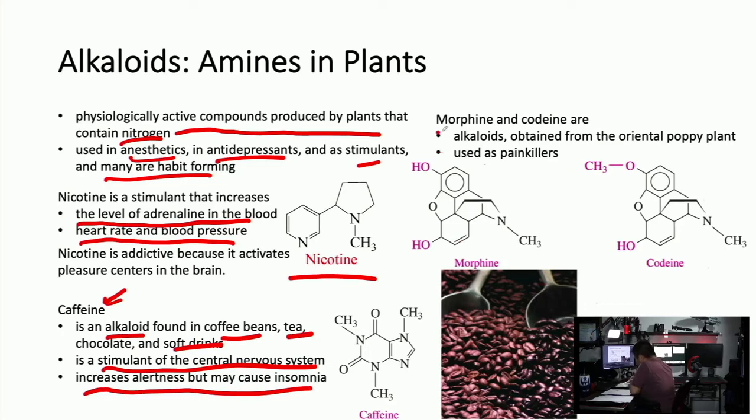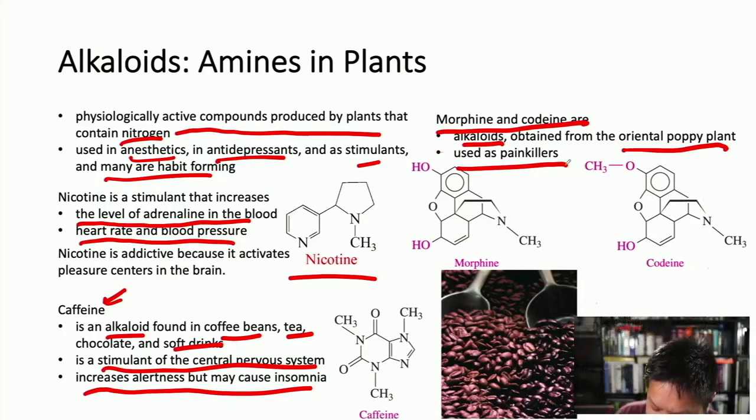Some other helpful things: morphine and codeine. They're also alkaloids that are from the Oriental poppy plant, and they can be used as painkillers, right? And here's the structure for morphine, and it has a tertiary amine there, and here's codeine with its tertiary amine there. Caffeine also has a tertiary amine there. All these are tertiary amines, right? Except, no, that's also a tertiary amine. They're all tertiary amines.